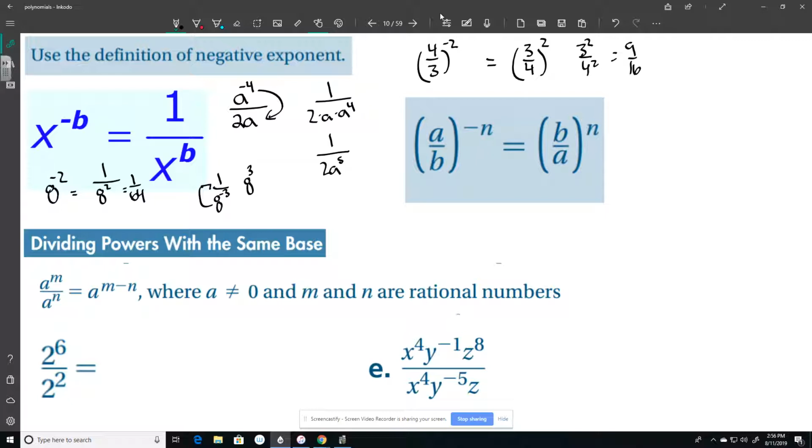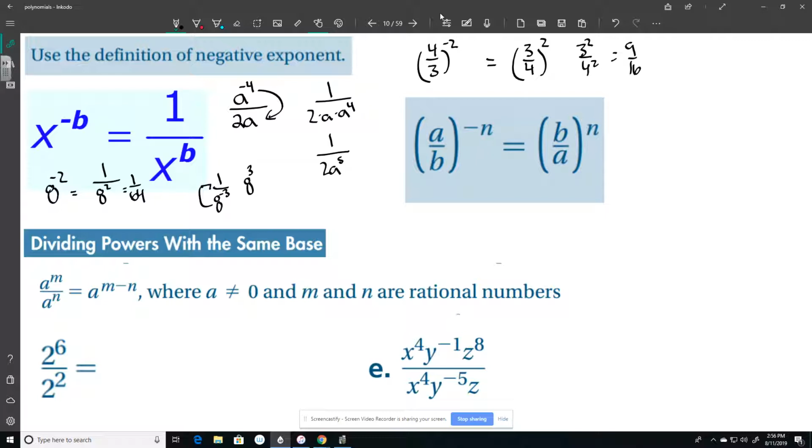So, dividing powers with the same base. This is just kind of a shortcut to what we were doing last time. What if I have 2 to the 6th on the top divided by 2 squared? So my bases are the same. They both have a 2. In this case, I have 6 2's on top and I have 2 2's on the bottom, which means that I have more 2's on top. I've got 4 extra 2's.